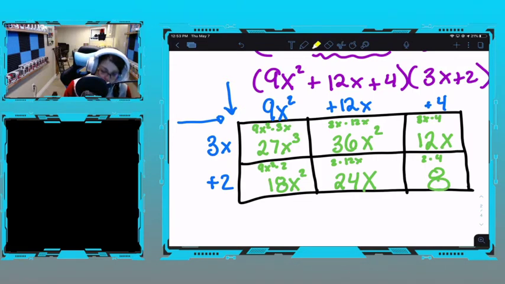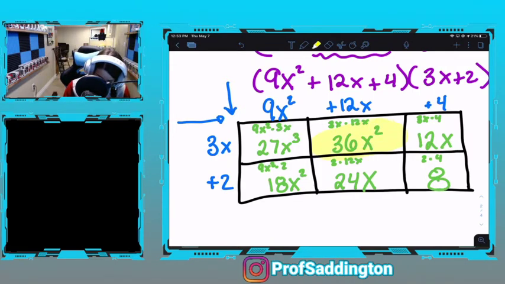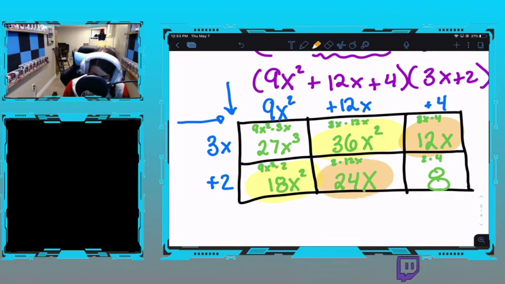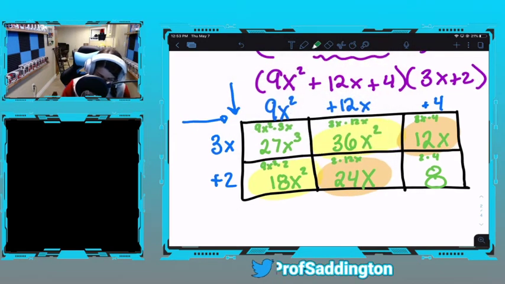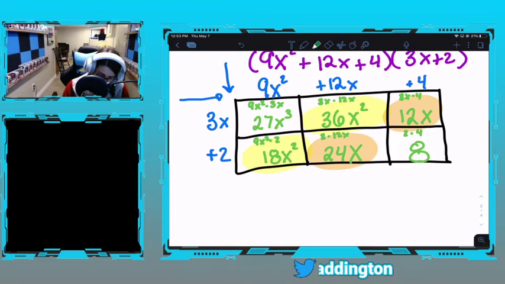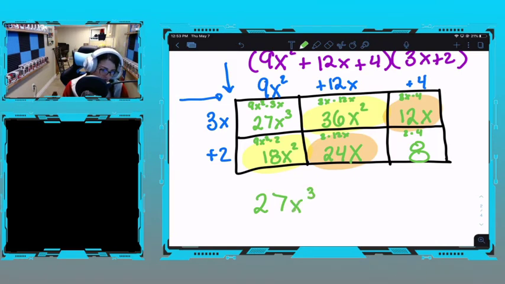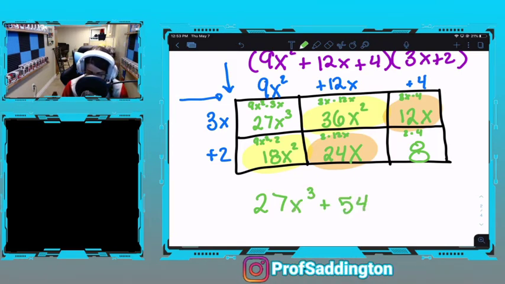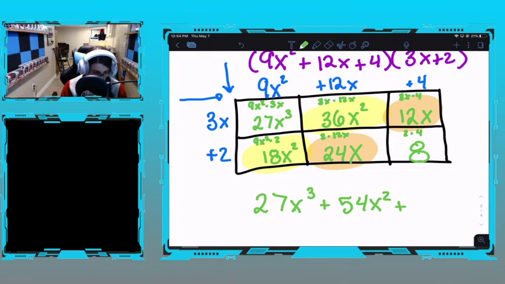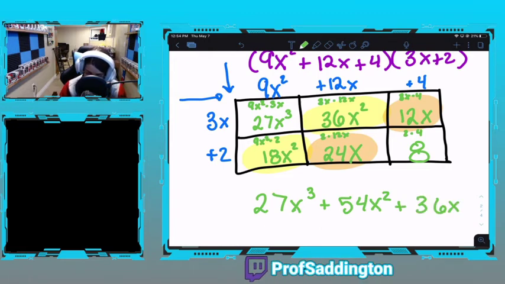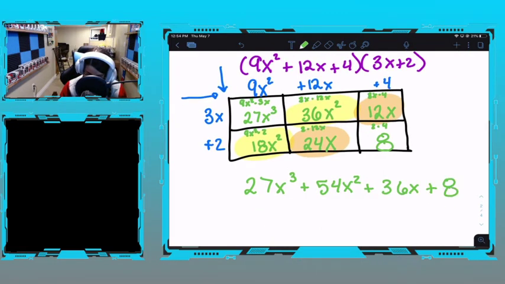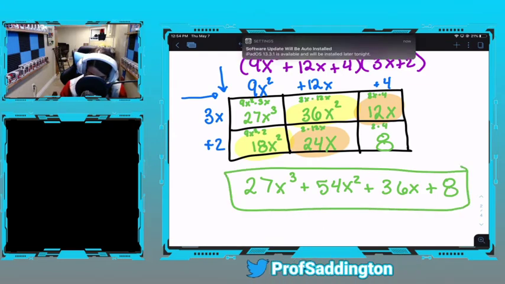Then we want to check out, do we have any like terms? Yes, we do. We have 36x squared and 18x squared. We also have 12x and 24x. So when the dust settles, we have 27x cubed plus 54x squared plus 36x plus 8. Okay.